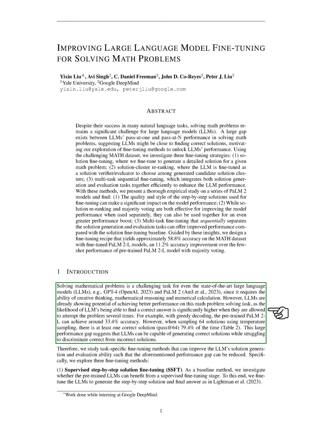Section Summary. Solving mathematical problems is a challenging task for large language models, LLMs, like GPT-4 and PaLM-2, but they show potential for better performance when attempting the problem multiple times. To bridge the performance gap, we explore three fine-tuning methods: supervised step-by-step solution fine-tuning, solution cluster re-ranking, and multitask sequential fine-tuning. These methods aim to improve the LLM's solution generation and evaluation abilities, leading to better performance on the math problem-solving task.